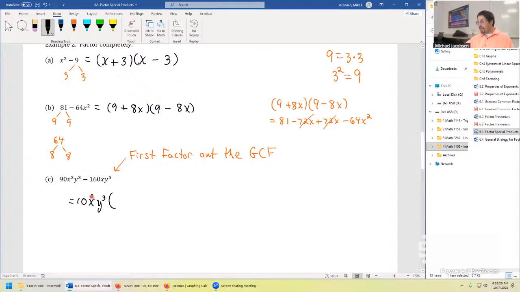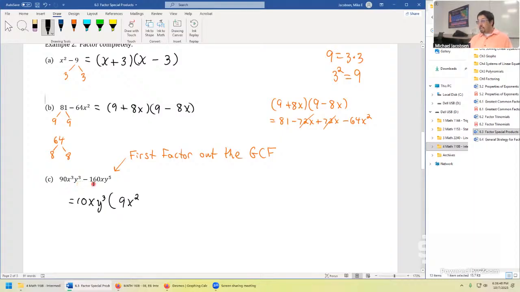Then we're dividing 10x y cubed into both terms. Divide by 10 here, and it just leaves a 9, but that's a perfect square, so that's helpful. Divide by x drops a power by 1, so it's 9x squared. And y cubed just cancels completely when we divide it out.